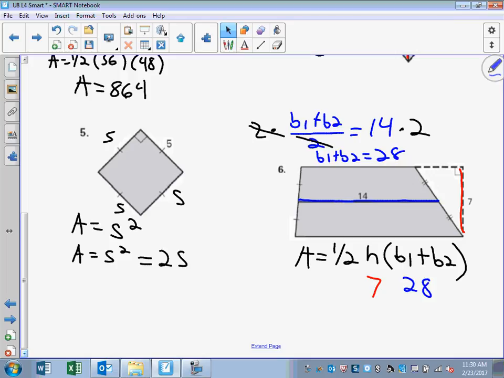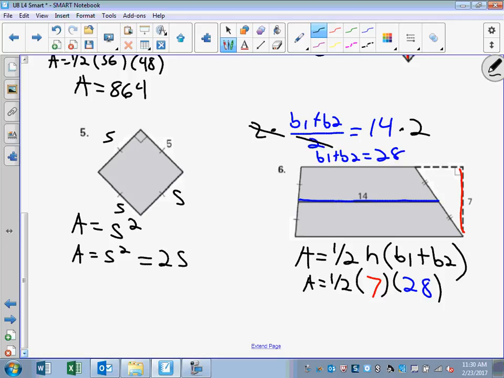So we got area equals 1/2 times 7 times 28. And when you do all that, you should get 98. So, not too tough, pretty easy. I'm going to move on to the next page. We got another trapezoid.